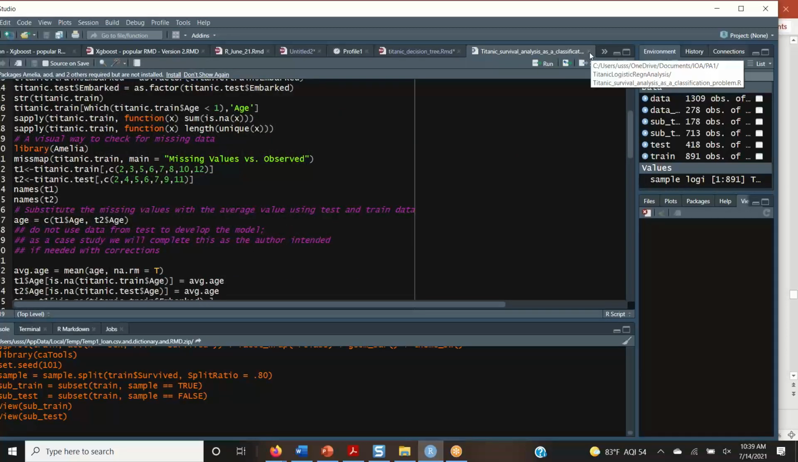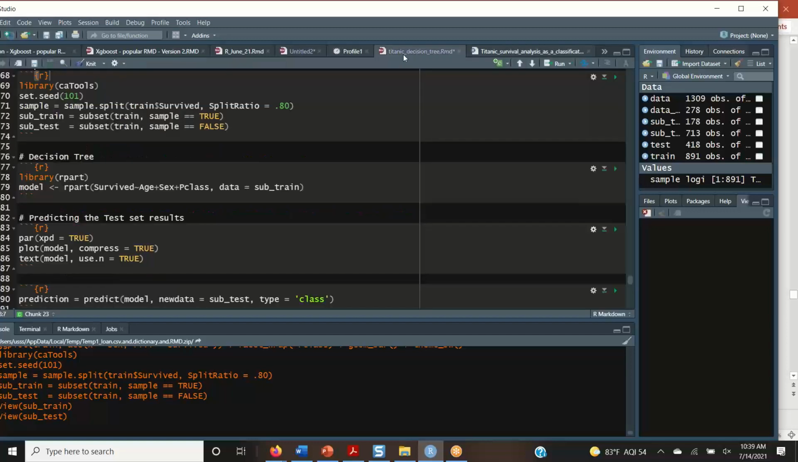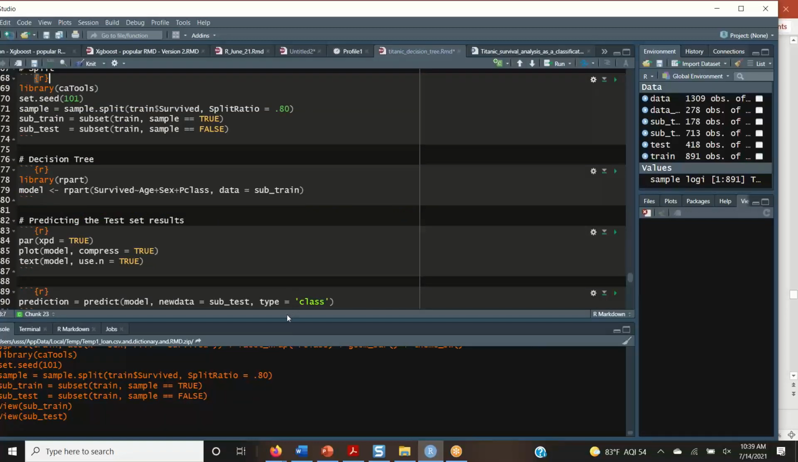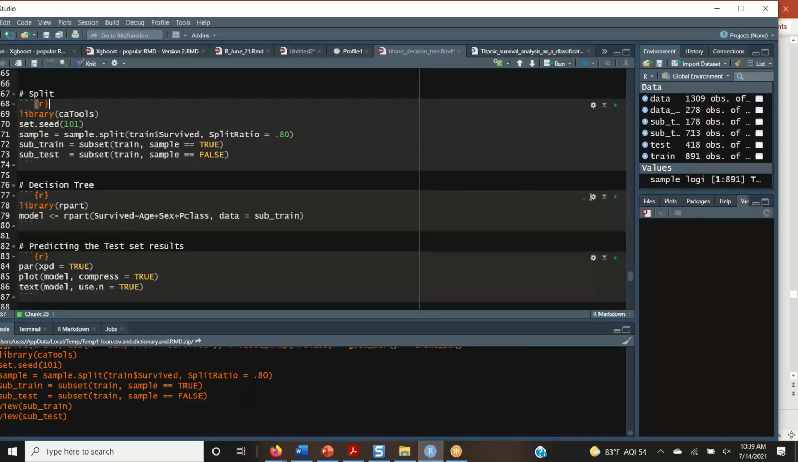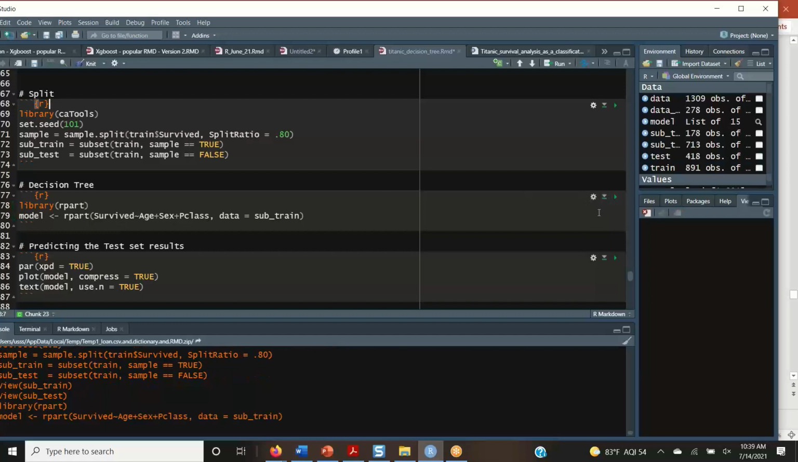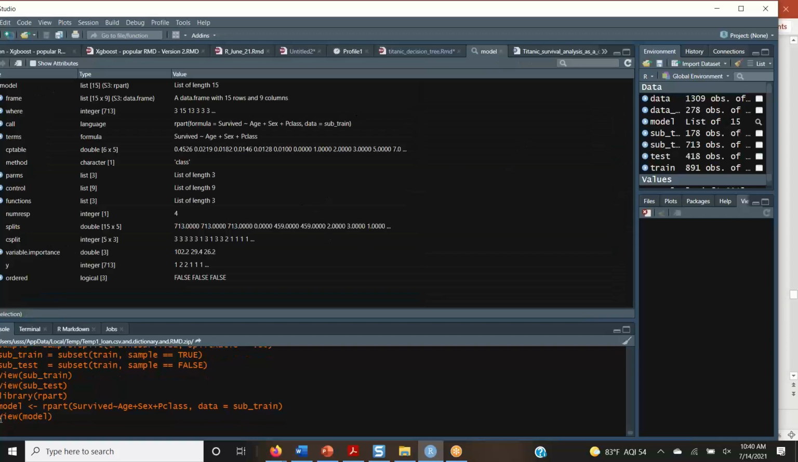So let me go back. This is yesterday. Yeah, this is the one right now. So I have set up the data now. I split the data. Now I'm doing the decision tree. Okay, so let's do that. rpart. That's called rpart. All right, we just took the model. That's fine. The model is here. This is what the model is.